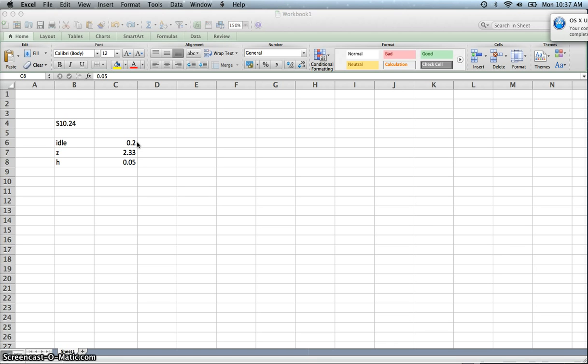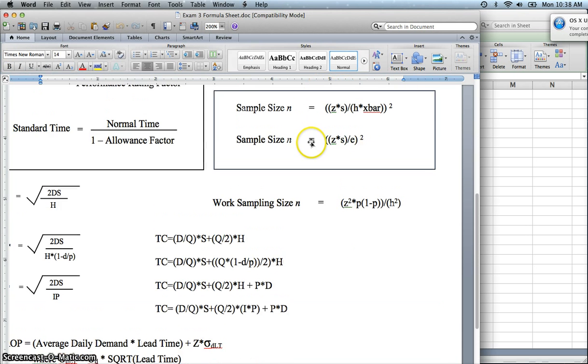If it's less than 20%, we may be overworking them, is the idea. But the only way we can determine how many observations we need to make is by using this formula. Now, we do give you that formula on the formula sheet as well. So on the formula sheet, once again, not to confuse it with the sample size, these are how you calculate traditional sample sizes for time studies or for any other research project.